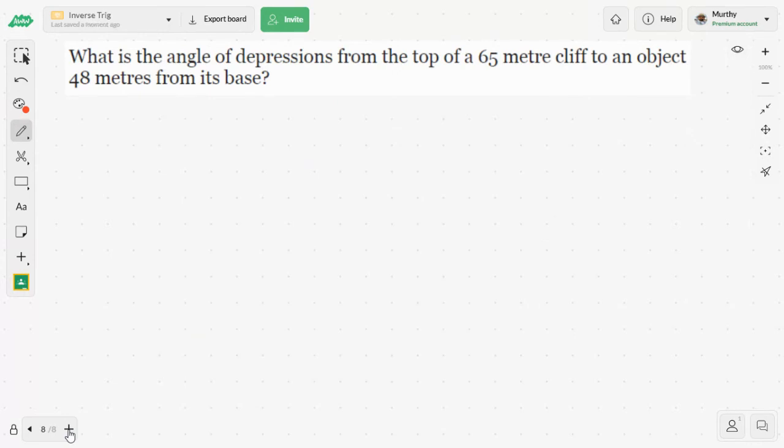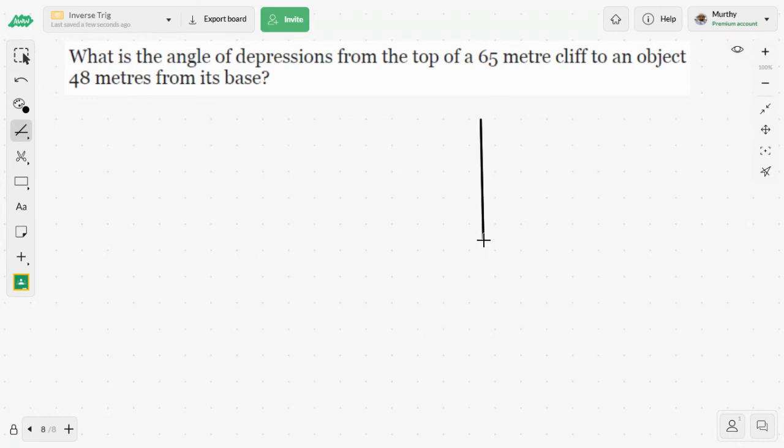Well, one word problem. What is the angle of depression from the top of a 65-meter cliff to an object 48 meters from its base? You know, I personally prefer to visualize whatever the scenario is. So let me draw a freehand sketch. What is the angle of depression from the top of a 65-meter cliff?